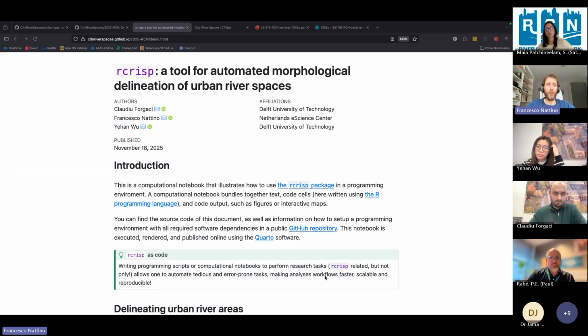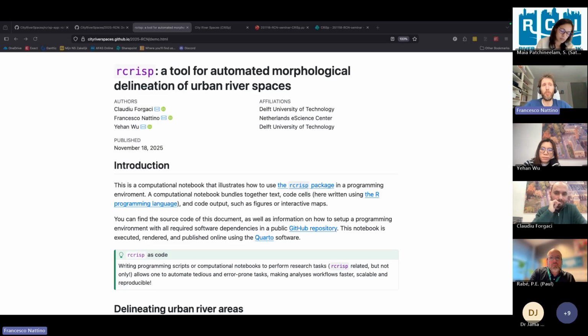So this is the first item, a notebook that illustrates how to use Rcrisp in a programming environment. I will also paste a link to the same notebook in the chat because it is openly available, so you can scroll through it while I talk. Rcrisp is a software package written in the R programming language, and as such, it can be used in analysis scripts, or as a dependency in other software packages.